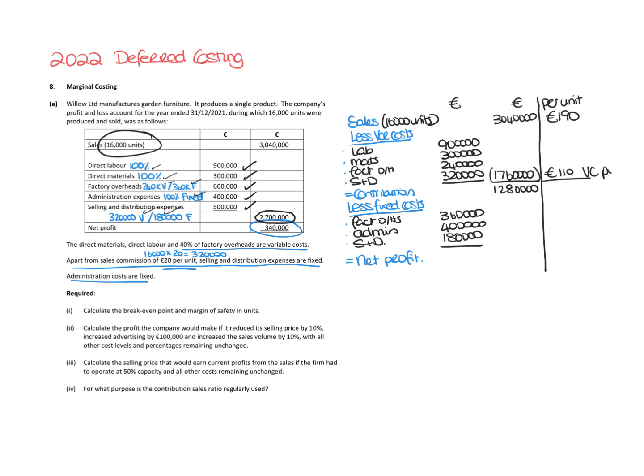So that's the variable cost per unit. The 190 is the selling price per unit, and then the contribution per unit is 128,000 divided by the 16,000 units. Okay, so that is 80 euro per unit. Now the fixed cost, 360,000, 400,000, 180,000, that is 940,000 altogether. I take that away from my 128,000, and I'm going to get 340,000, which is what I have over here anyway. Okay, now that is your marginal costing statement.